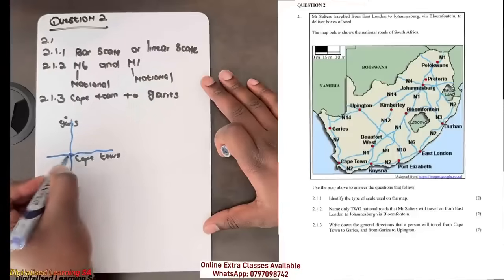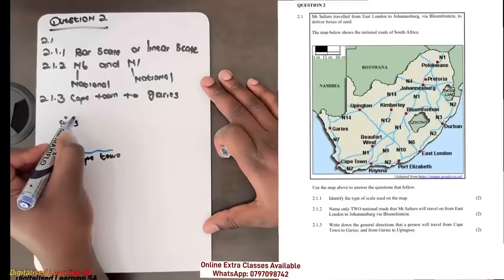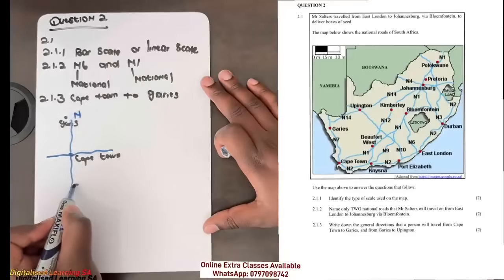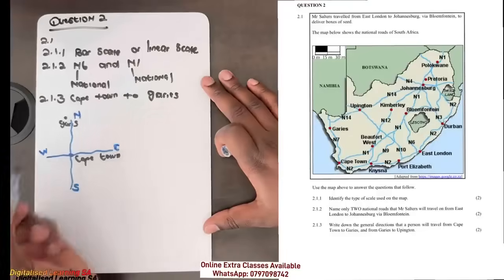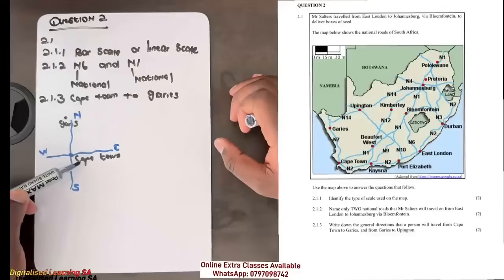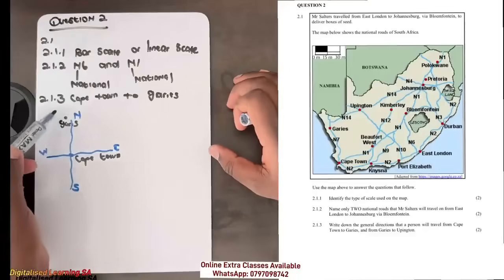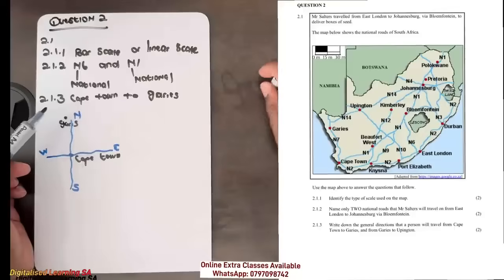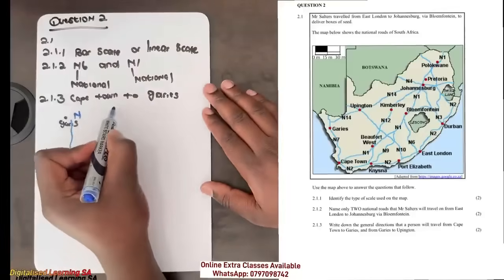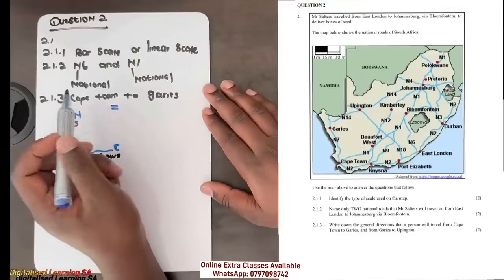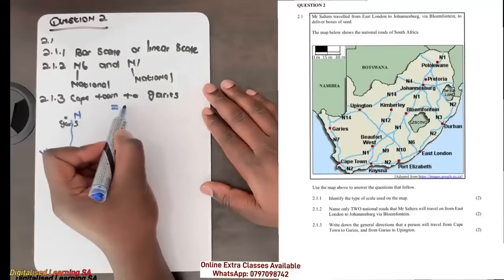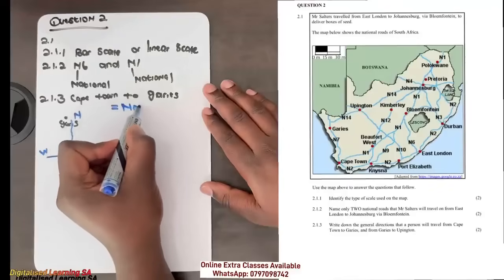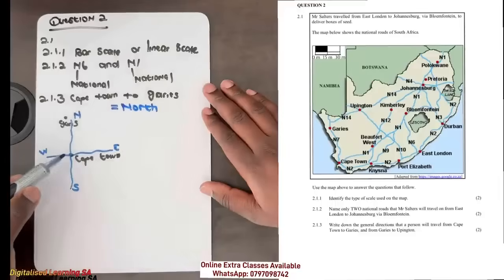The center will be Cape Town, and then this will be our north, south, west, east. So we can see that the direction from Cape Town to Garris is found in the north. So our answer to the question of Cape Town to Garris will be north. The general direction will be north. I hope that makes sense, because we are moving here to here.